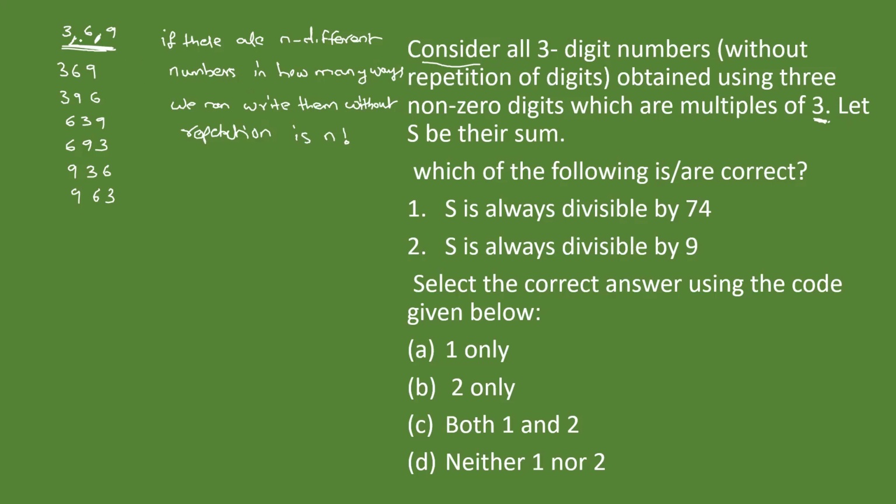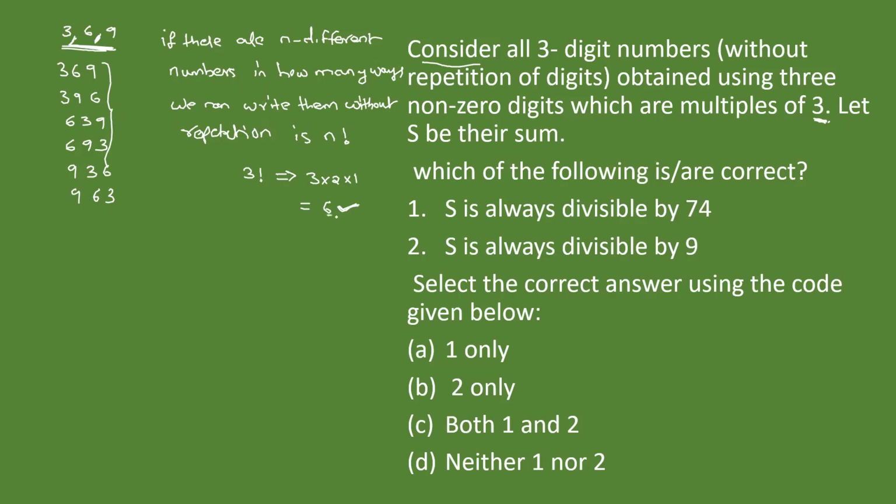In how many ways can we arrange them? This is nothing but arranging the numbers. That means 3 different numbers without repetition, right? So we can arrange them in 3 factorial ways. 3 factorial means 3 into 2 into 1, that is 6. That means we can arrange them in 6 different ways. Anyway, we need to write all the possibilities because we need to find their sum. After writing all the possibilities, we can cross-check whether we have written all of them or not.